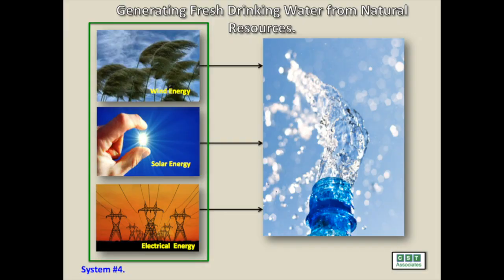In the fourth system, water can be condensed using three types of different energies. These are wind energy, solar energy, and the third one is electrical energy.